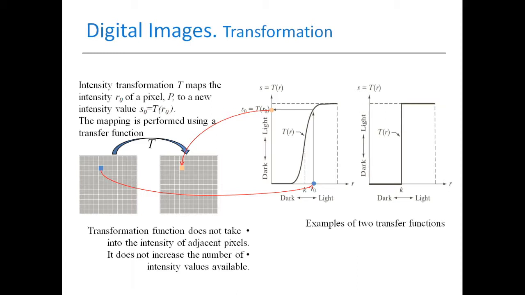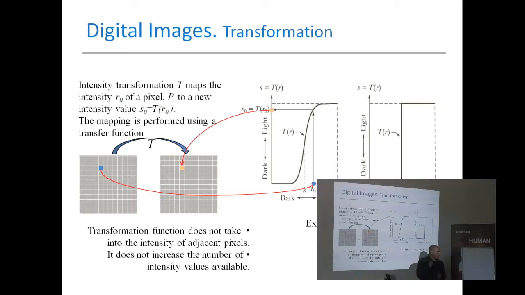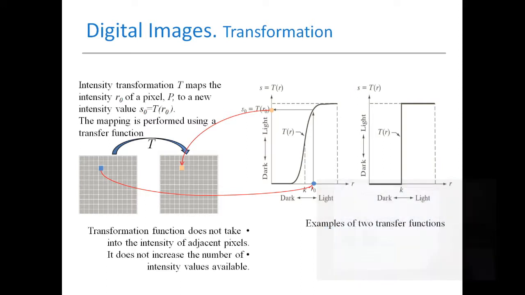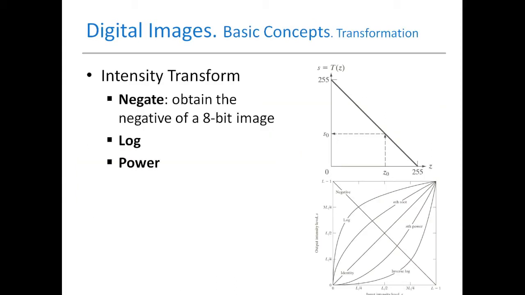So usually when we talk about intensity transfer, we have a transfer function, which on one axis has the original image, and on the other axis the target or destination image. So, for example, if we want to change the intensity of a pixel whose intensity is r0, it's changed to the intensity s0. This is a simple intensity transform, which is based only on the transfer function and not on the neighborhood of a pixel.